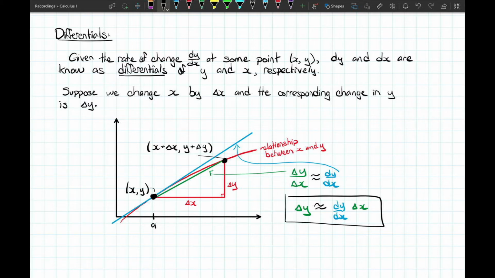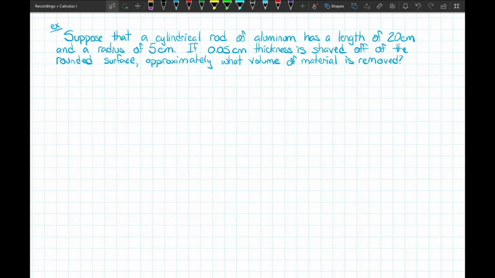Well, let's take a look and see where this might be useful. Let's start off with a cylindrical rod of aluminum, or aluminium, depending on what part of the world you're from. Let's say it has a length of 20 centimeters and a radius of 5 centimeters. Now, if we shave off 0.05 centimeters, or 0.5 millimeters, of thickness off of the rounded surface, let's see how much material is actually removed. What volume of material is removed?